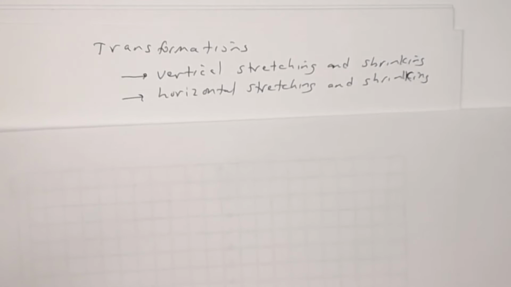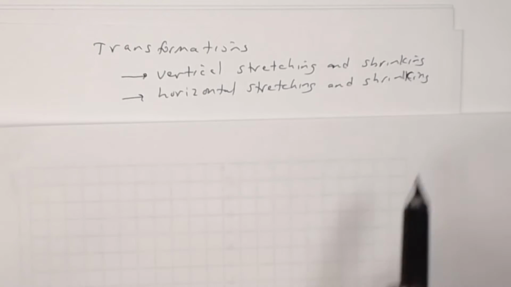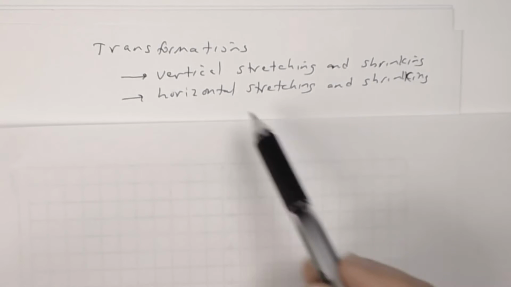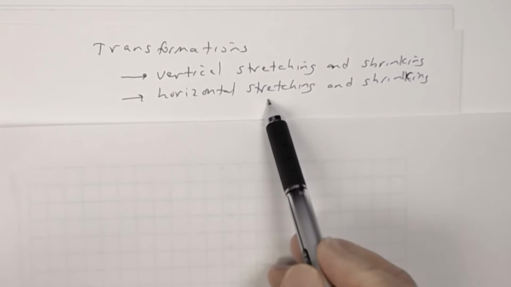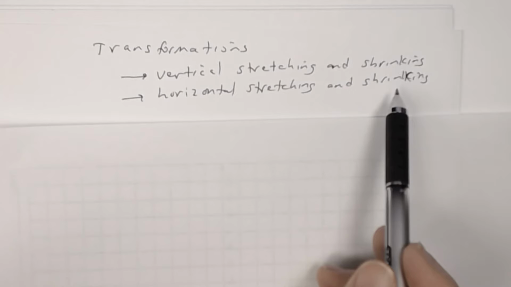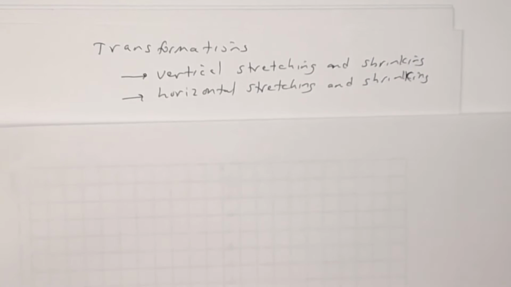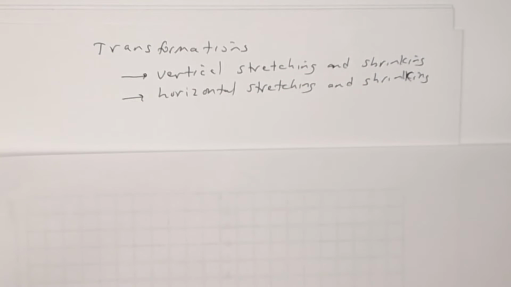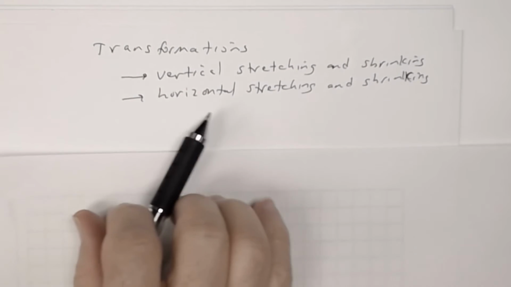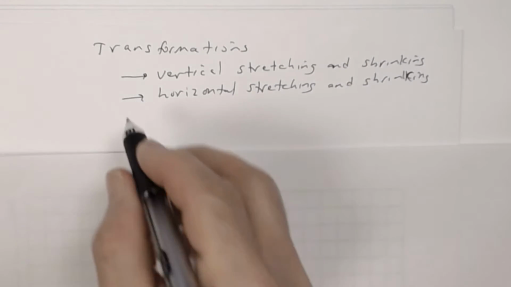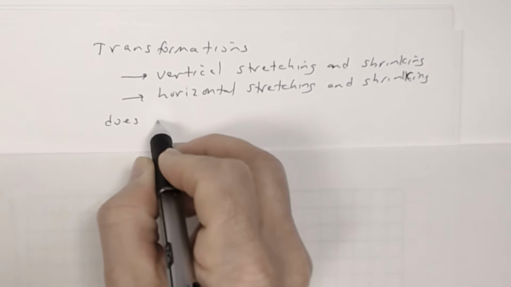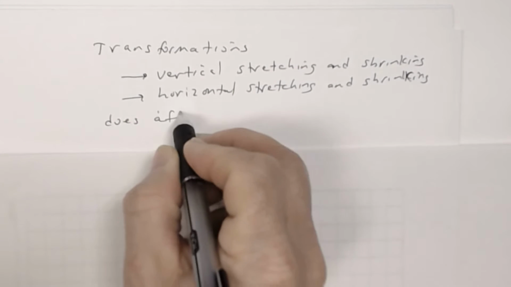Okay, now what we're going to talk about in this lesson is vertical stretching and vertical shrinking, and horizontal stretching and horizontal shrinking. When we do these, you will notice that the shape of the graph will change. So vertical and horizontal stretching and shrinking does affect the shape of the graph.